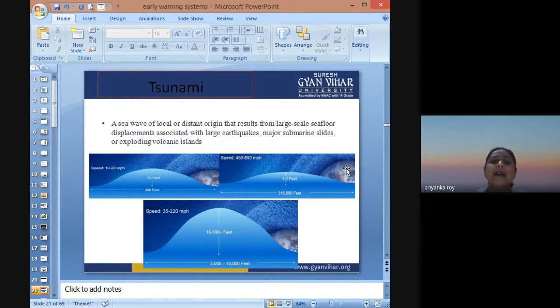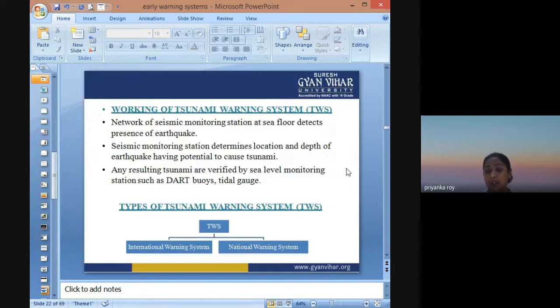Tsunami: a sea wave of local or distant origin that results from a large-scale sea floor displacement associated with a large quake. Major submarine slides or explosions can also generate large harbor or tidal waves, which have the ability to wash out coastal regions. So the working of the tsunami warning system is that a network of seismic monitoring stations on the sea floor detects the presence of earthquakes. Seismic monitoring stations determine the location and depth of an earthquake having potential to cause tsunamis. Any resulting tsunamis are verified by sea level monitoring stations such as DART buoys and tidal gauges that can record these sea level changes and vibrations in the oceans.